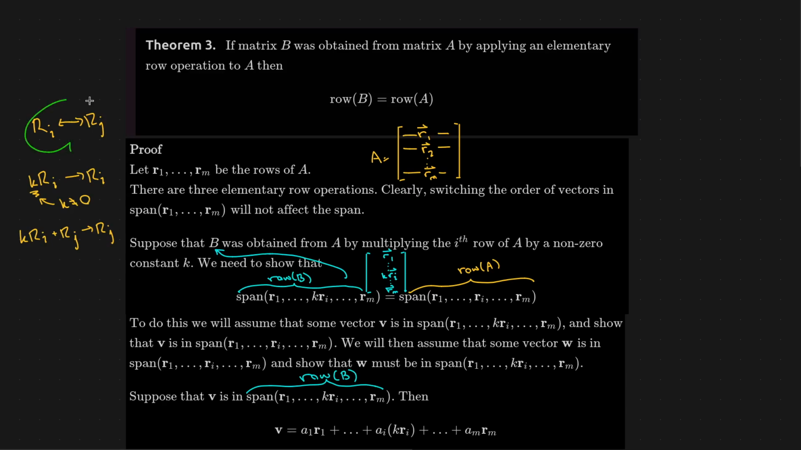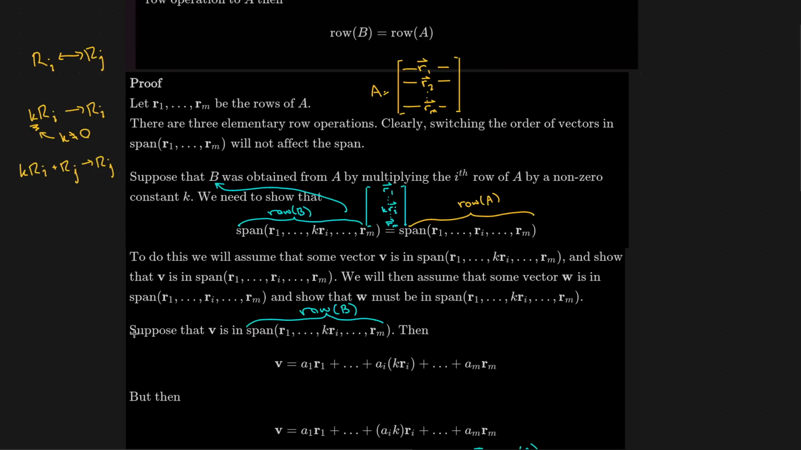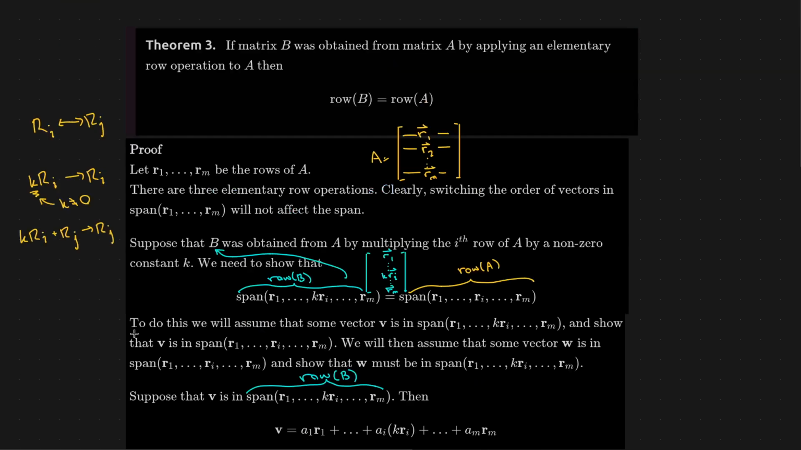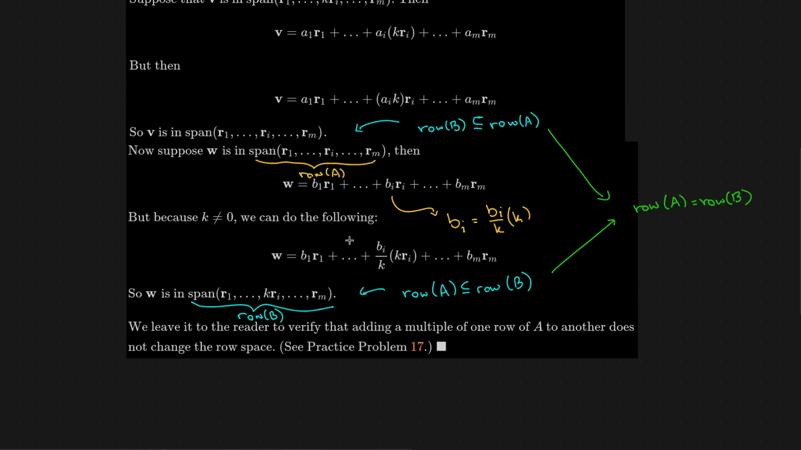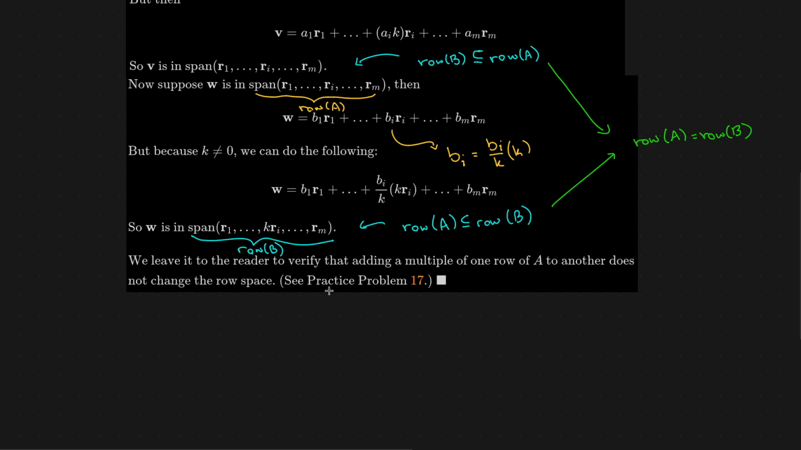So we talked about this elementary row operation, swapping two rows. The row spaces were equal. We talked about multiplying a row by a non-zero constant, and we saw that the row spaces were equal there. The argument for this last elementary row operation is very similar, so we're not going to cover it, but it also holds. So if we perform an elementary row operation on a matrix, the row space before the elementary row operation and the row space after the elementary row operation are the same. We get a couple of corollaries from this.